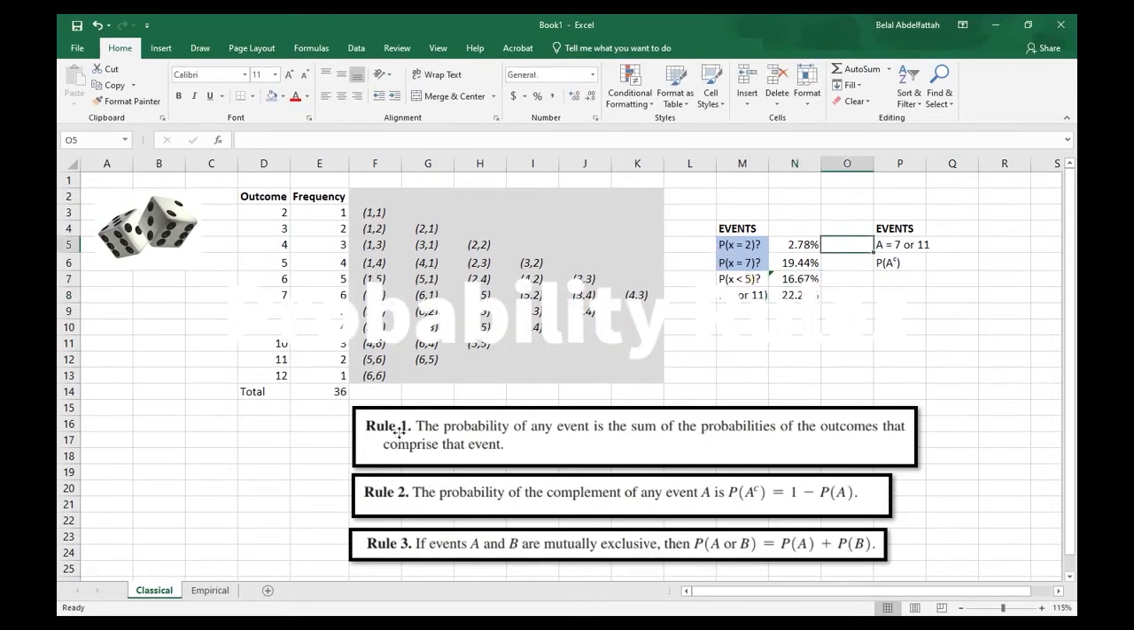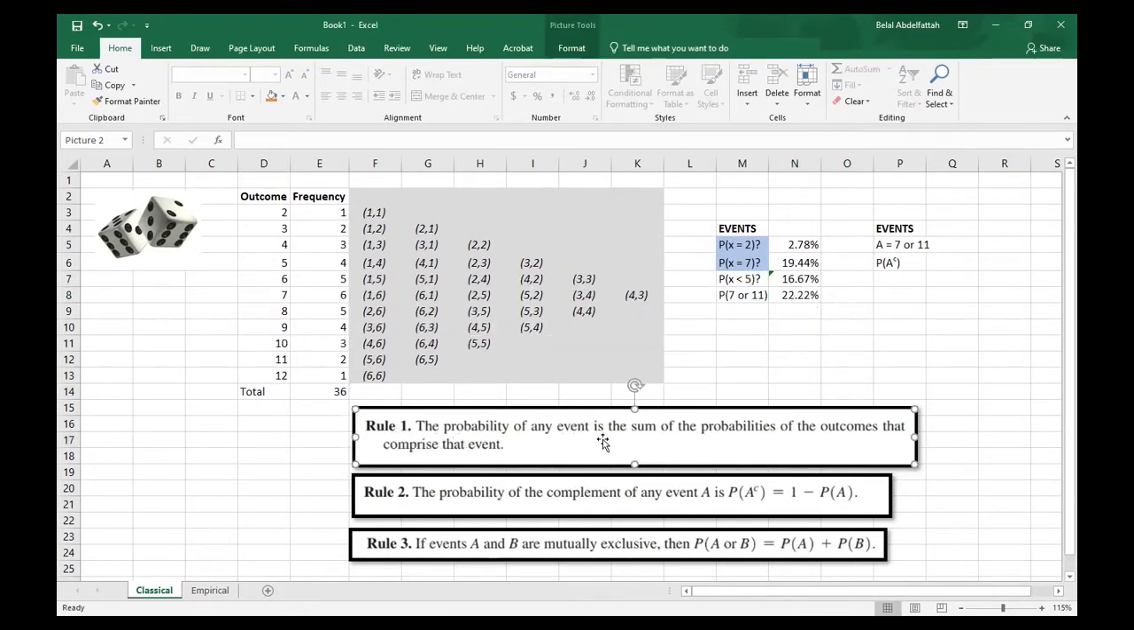Going into the rules for a second. So rule number 1 says the probability of any event is a sum of the probabilities of the outcomes that comprise that event. And that's exactly what we're doing when we're trying to solve for these events that I'm showing you over here. We're focusing on that event. We can focus on x is less than 5, which is, in our case, 2, 3, and 4. So we're focusing on that particular set of outcomes for that event. And we're summing them up together, and that would be the probability for the event of x is less than 5.